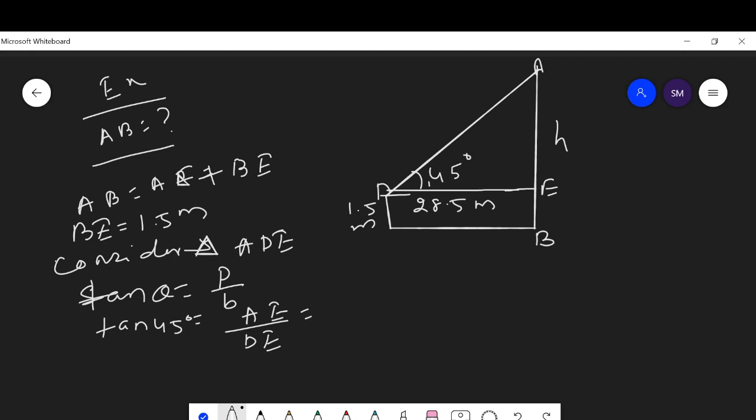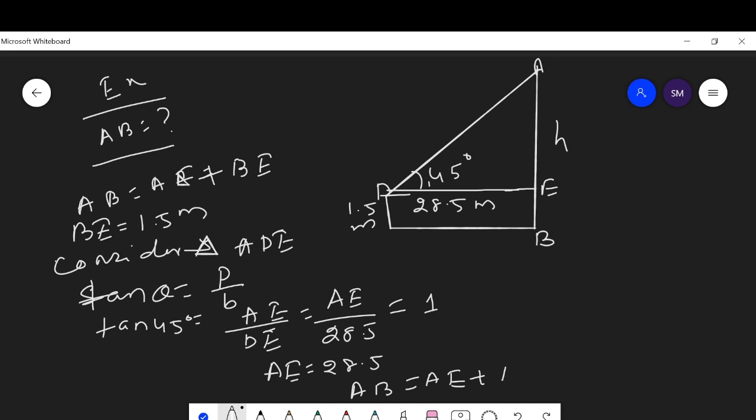We don't know AE, and DE is 28.5. Tan 45 degree is equal to 1, which implies AE is equal to 28.5. Then AB is equal to AE plus BE. AE is 28.5 and BE is 1.5, which is equal to 30 meter. Height of the tower is 30 meter. Okay, then next question.